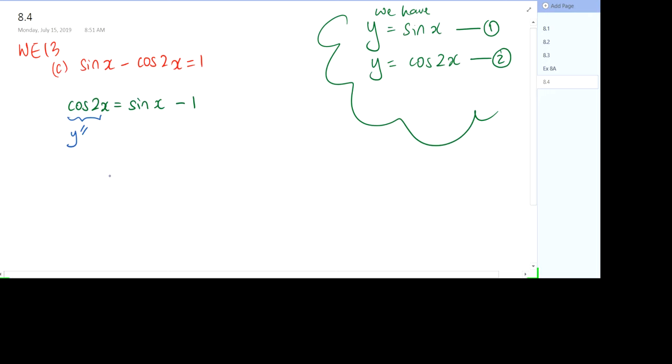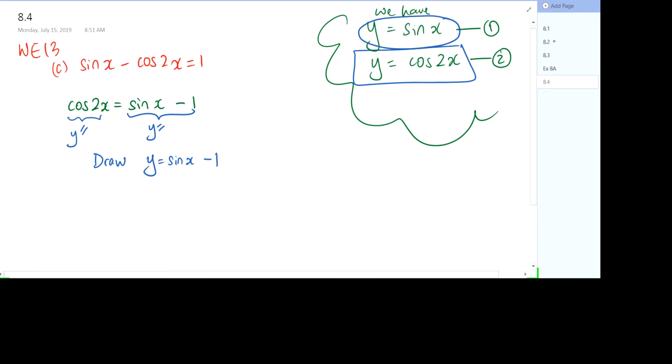Okay, then we say that I've already got y equals cosine 2x. It is drawn already. What is the other graph that I need to draw now? Yes, now I need to draw the graph of y equals sine x minus 1. Draw or sketch y equals sine x minus 1 to find the intersection points. Since we already had y equals sine x, what must we do to the graph of y equals sine x to get y equals sine x minus 1? Move up or down?